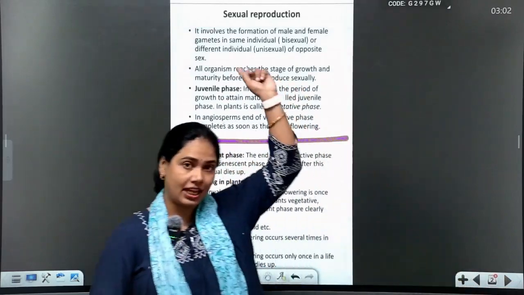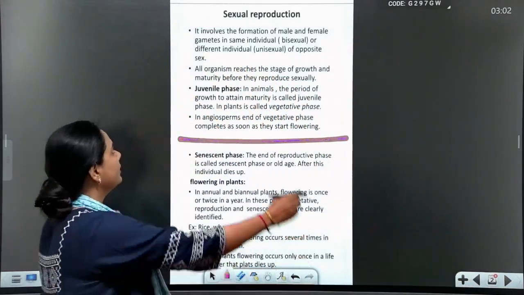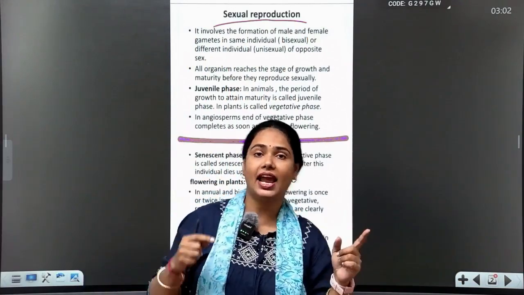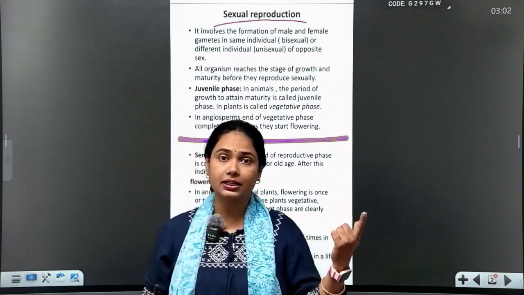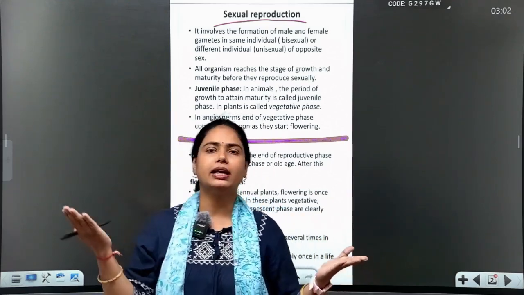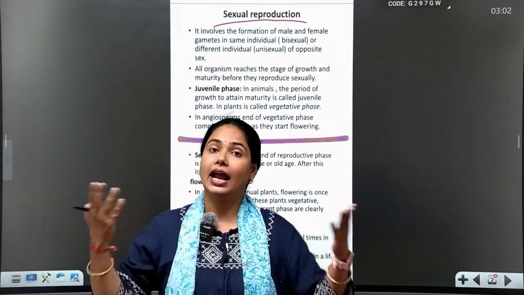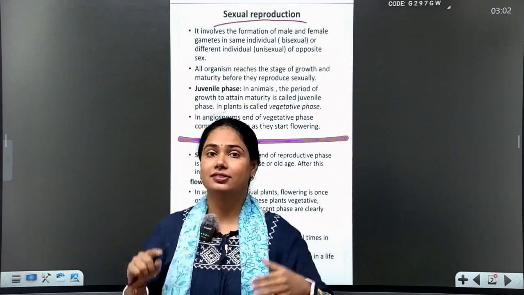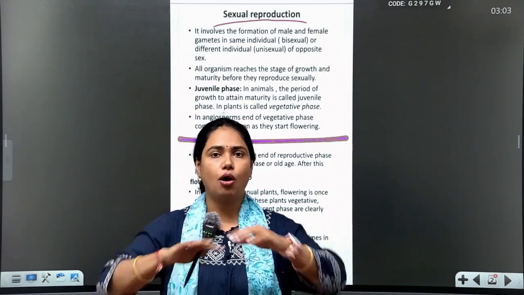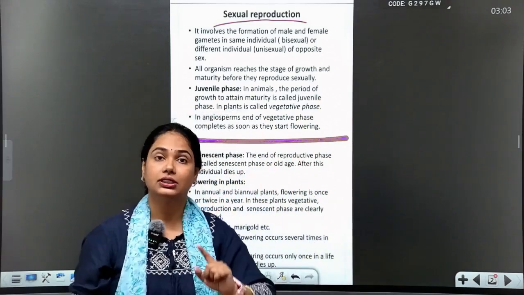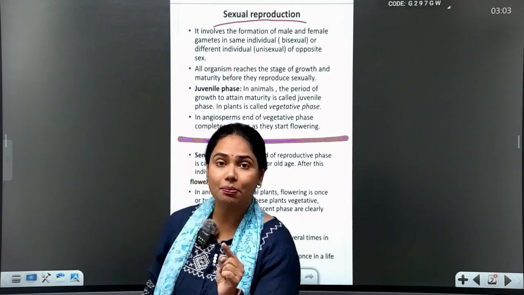What is sexual reproduction? Sexual reproduction needs two parents, male and female. The male parent contains the male gamete and the female contains the female gamete. These gametes fuse and form a zygote. The zygote multiplies and forms an offspring. That is the whole process that occurs in sexual reproduction, students.